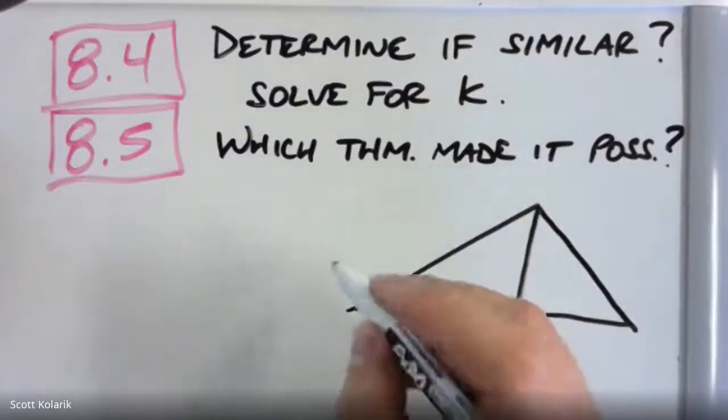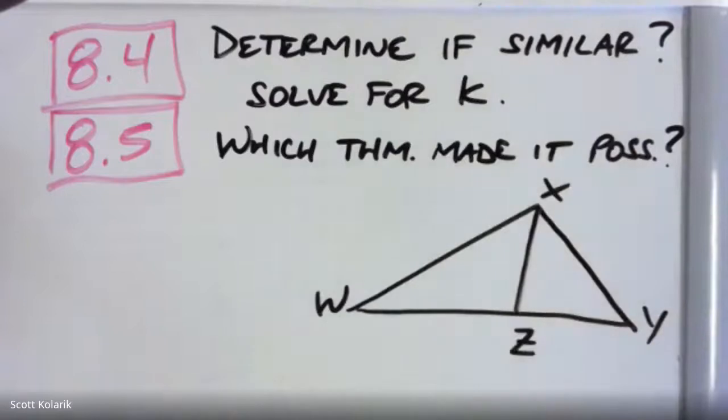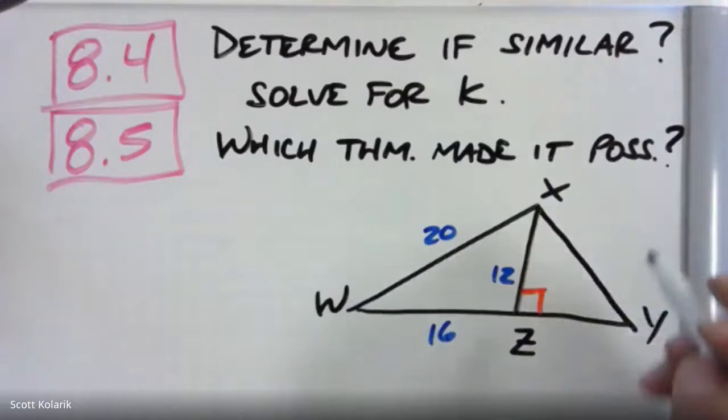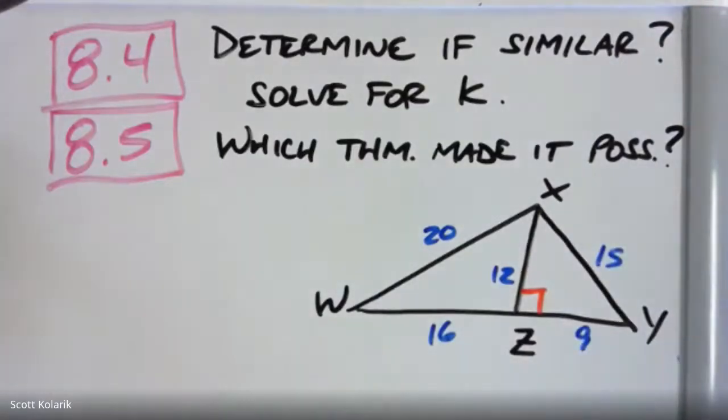All right, we're given W, X, Y, Z. This example is taken from section 5, by the way. We were told that this was a right angle, and then we're told all the side segment information: 20, 16, 12, 9, and 15. Okay, so same questions apply here.